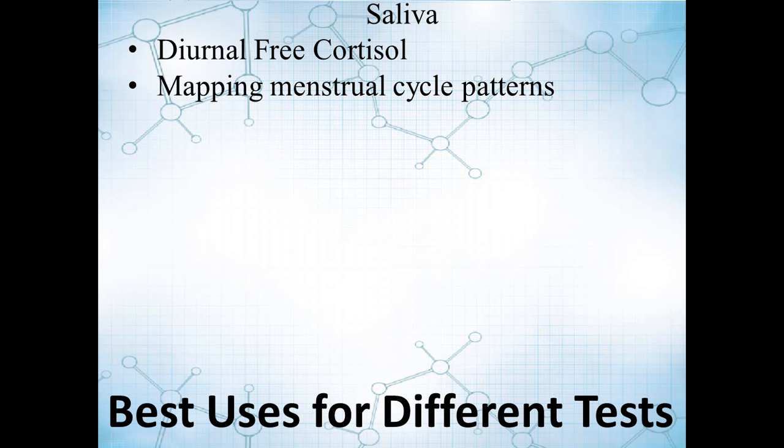Okay, so we're going to go through the different tests and just kind of look at what are the best uses for these tests. Just kind of my general overview. When you're talking about saliva, really one of the primary advantages of saliva is you can test it multiple times throughout a day for the free cortisol, throughout a month for mapping out menstrual cycle patterns.